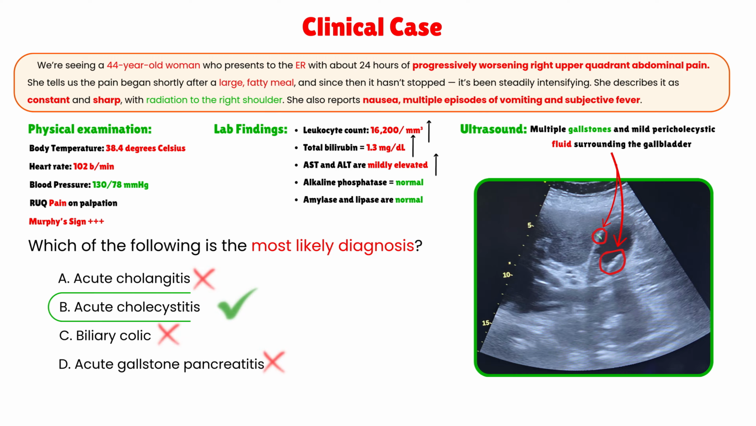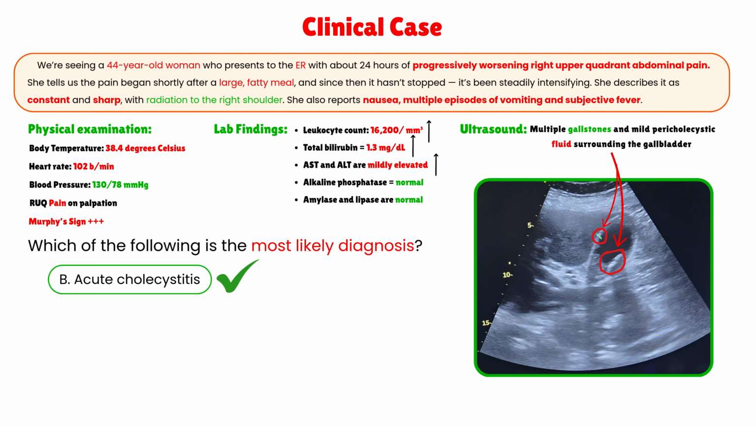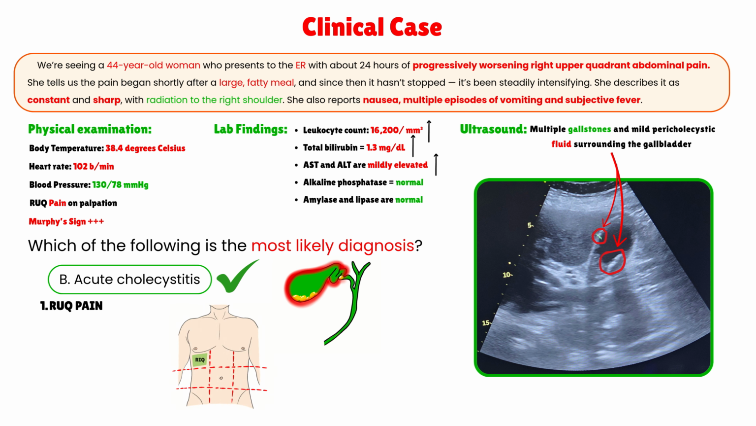The correct answer is B. Acute cholecystitis. This is a classic presentation of acute inflammation of the gallbladder due to cystic duct obstruction by a gallstone. The persistent right upper quadrant pain lasting more than 6 hours, the fever, the leukocytosis, and the positive Murphy sign all point in that direction. The ultrasound findings further support an inflammatory process rather than simple biliary colic. Cases like this are high yield because they test whether we can integrate history, labs, and imaging into one coherent diagnosis.